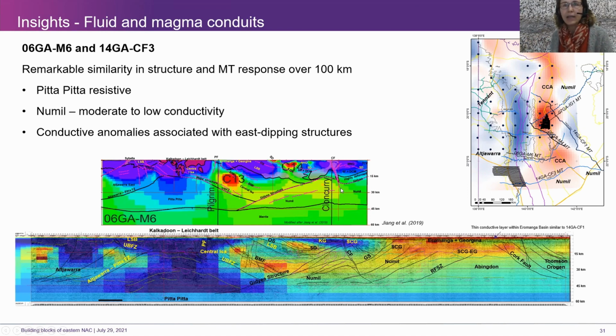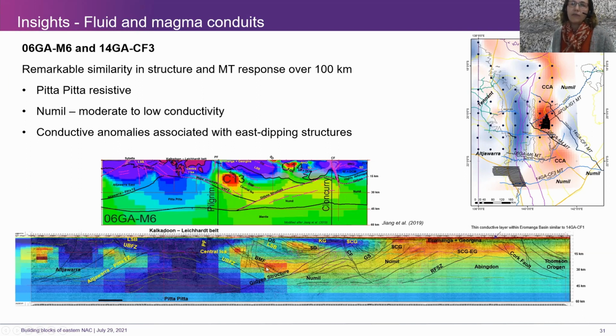But you can see those main features, and you can start to see the relationship with those interpreted basement terrains and overlying cover sequences. So not only, as I highlighted going through the seismic, does the seismic data show remarkably similar geometry between these two lines, and they're 100 kilometers apart, the MT data, as Janelle flagged, is remarkably similar.